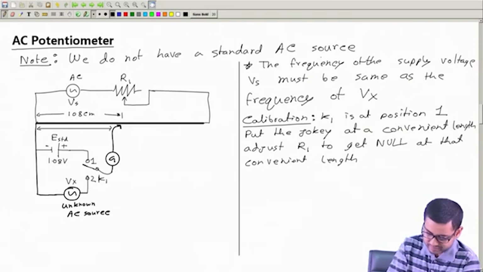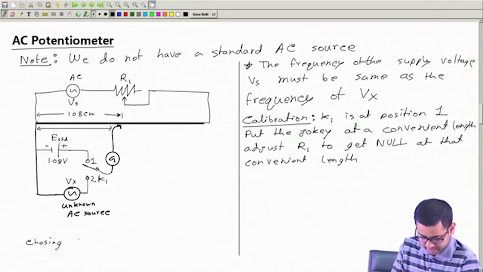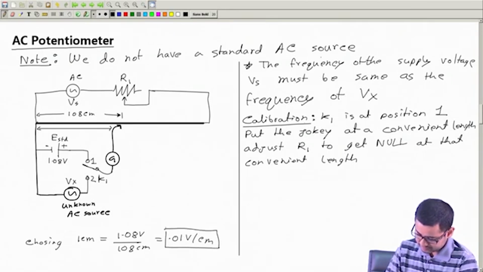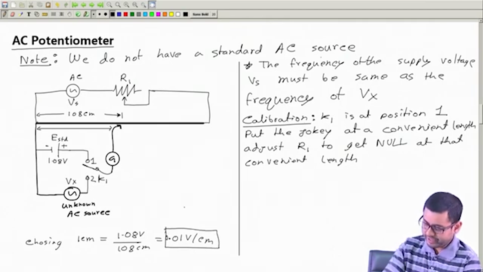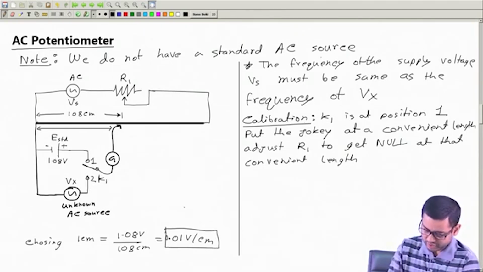Which will imply that 1 centimeter is 0.01 volt. Choosing 1 centimeter equal to 1.08 volt by 108 centimeter, which is 1 by 100, so 0.01 volt per centimeter. So this is the choice we have made for calibration. For example, you can do it.